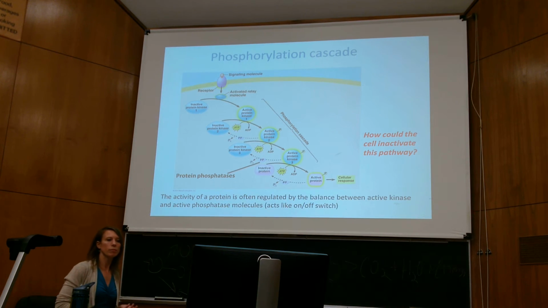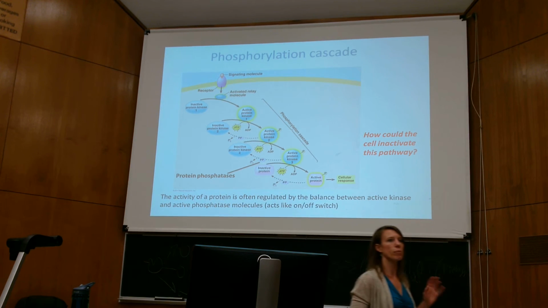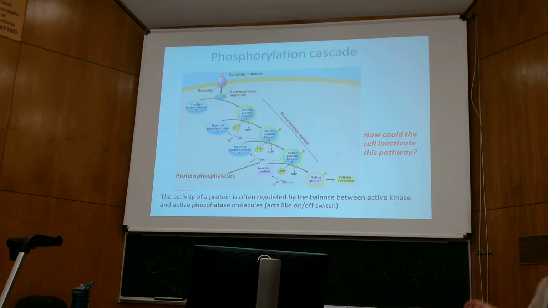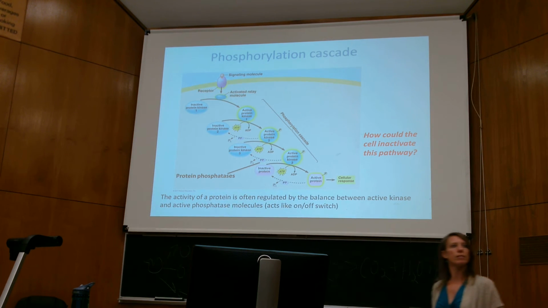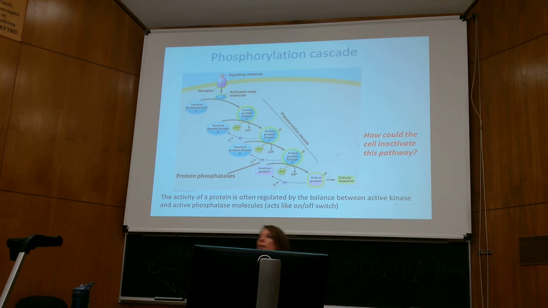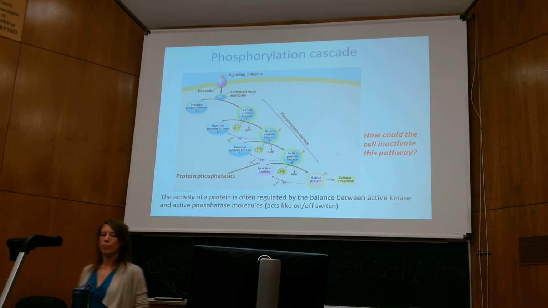So a lot of times, these signals aren't necessarily on or off. It could be a degree, depending on how many kinases or phosphatases are present in the cell. In fact, we have a large portion of our genes that specifically are dedicated to making kinases and phosphatases, because they're very important in carrying out cellular communication.